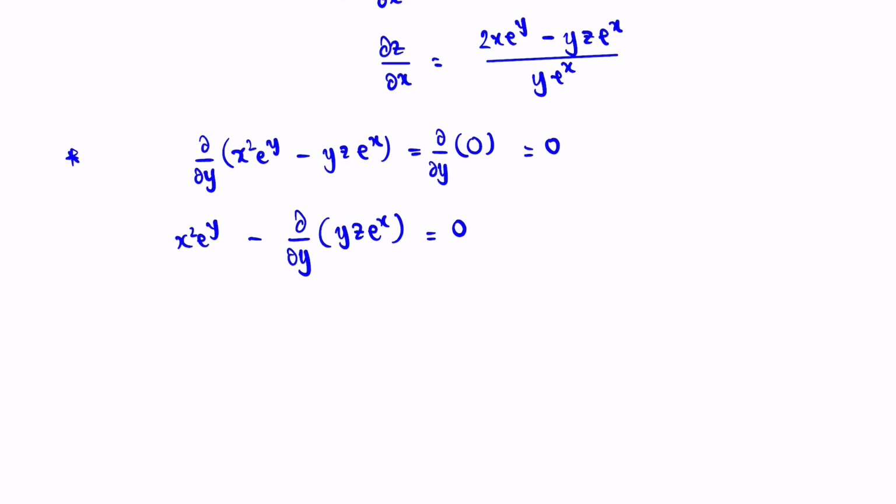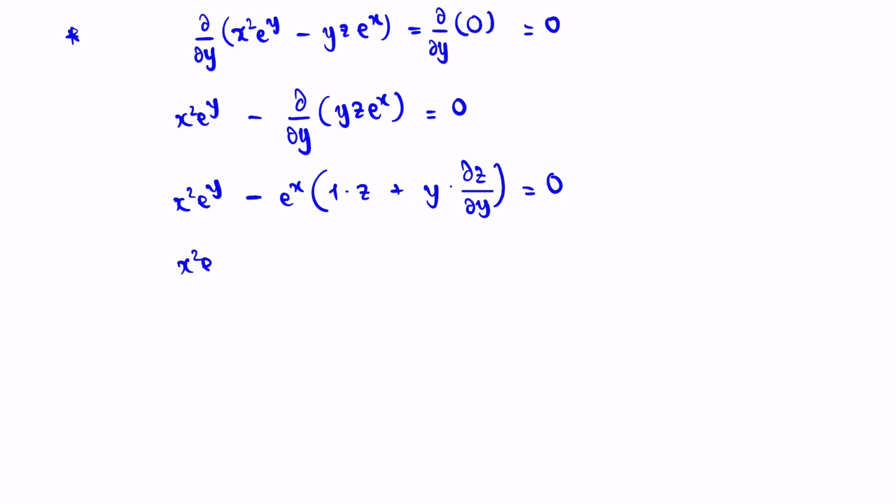So again, x is treated as a constant, so e to the x is also a constant, but z is defined implicitly in terms of x and y. So therefore, technically, you need to apply product rule for these calculations. Here you get x squared e to the y minus e to the x times 1 times z plus y times partial z partial y equal to 0. So how did I get it? Again, I applied product rule for y times z. So derivative of the first function, which is 1, times the second, plus the first function times the derivative of the second function. And now at this point, you can solve for partial z partial y.